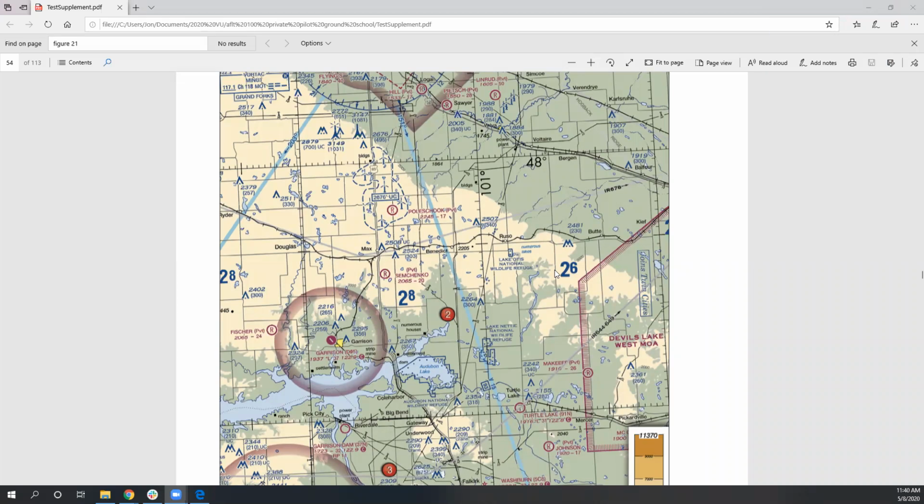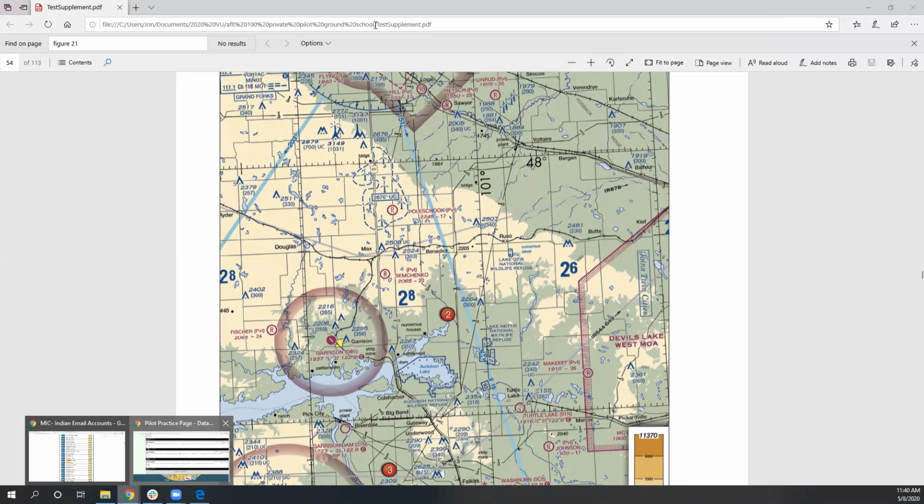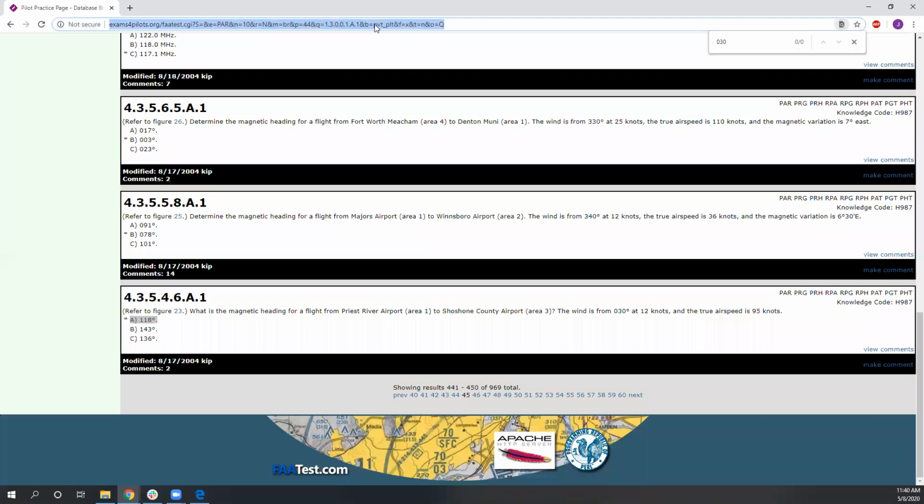The possible answer choice. I'll have to look up the question. Let me look it up. Oh, okay. It was saying like from sea level to 2,000 feet, 2,000 feet to 3,000 feet.